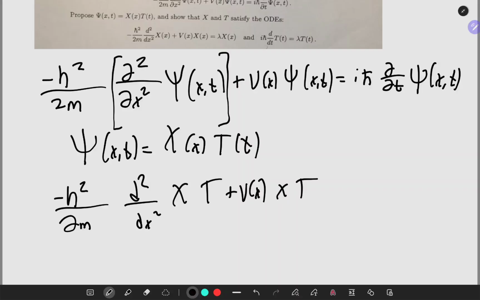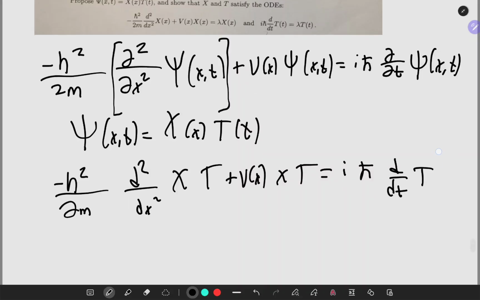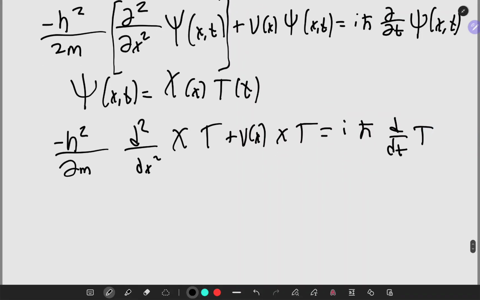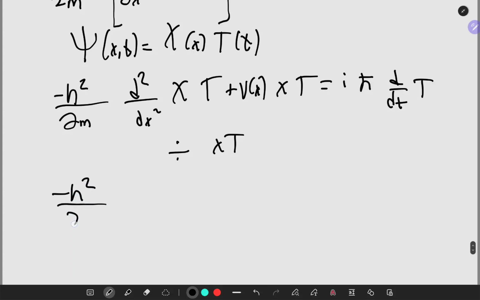That's an x, not a time symbol, is equal to i h bar T prime, because it's the first derivative of T. So I guess they put d dt of T. Okay, that's weird. But anyways, we divide everything by X T. That leaves us with this. This is just a constant, right? You can kind of just treat that and that as a constant. As you see, this isn't really that bad.